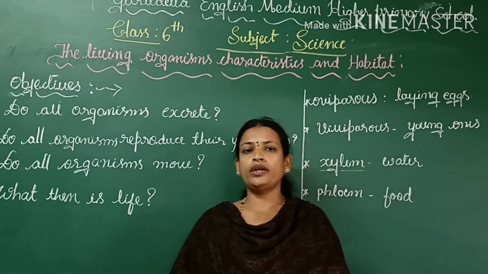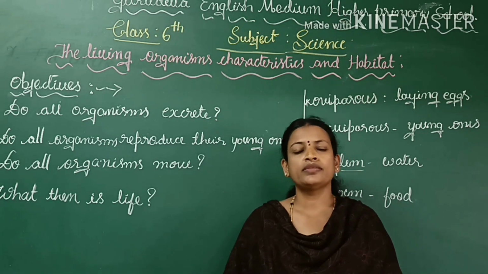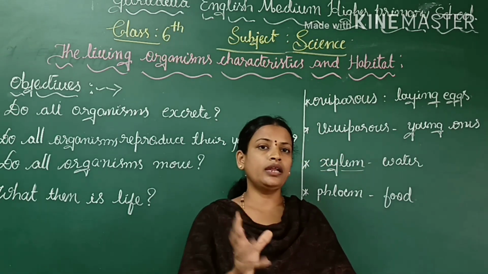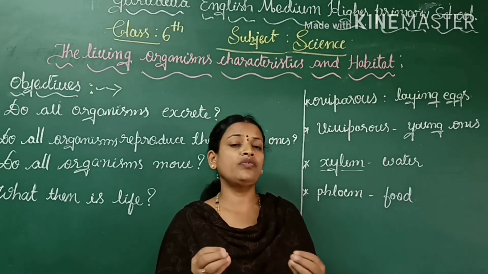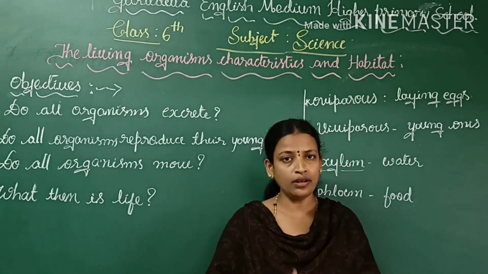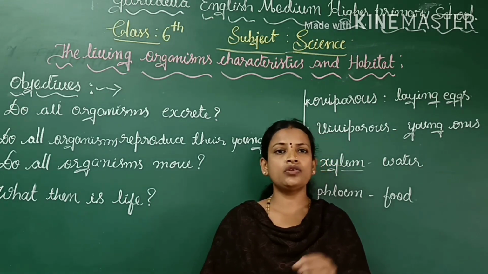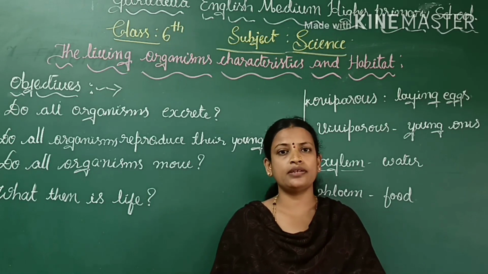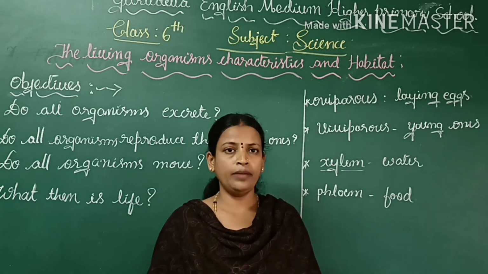Next, what is the second point? Do all organisms reproduce their own kind? Before starting that, I would like to say the meaning of reproduction. Reproduction is the process of giving birth to young ones. This reproduction process is also one of the important processes in the life processes of living organisms. So we understood the meaning of reproduction.